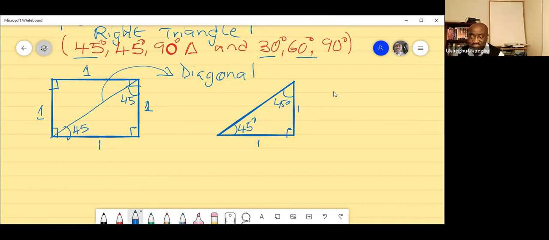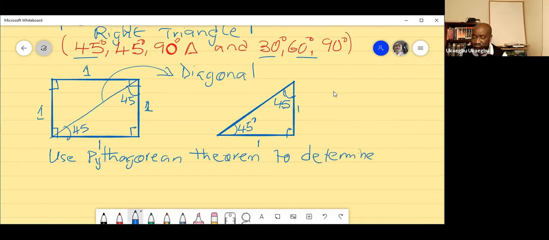Considering this is a right triangle, how do you think we should be able to determine the length of the diagonal? What formula can we use? What relationship can we apply to determine the missing side of a triangle? Pythagorean theorem. Thank you. You can say it with confidence. So use the Pythagorean theorem to determine the missing side.